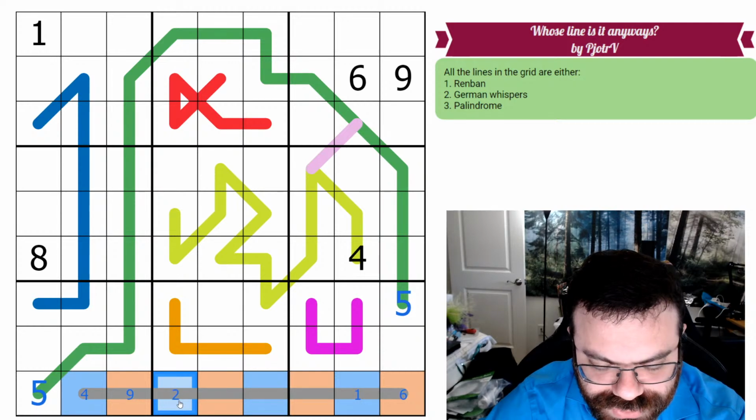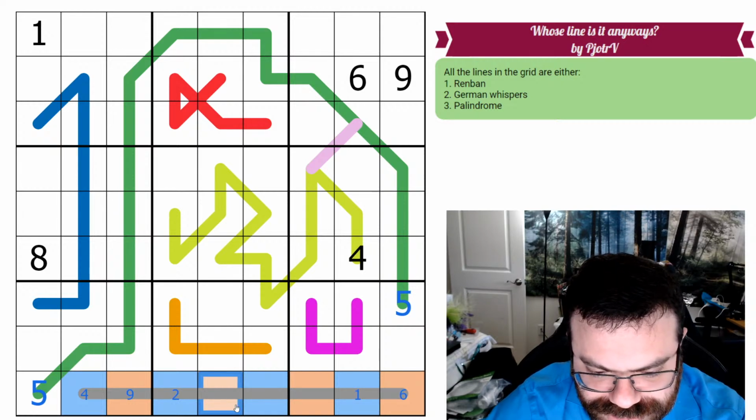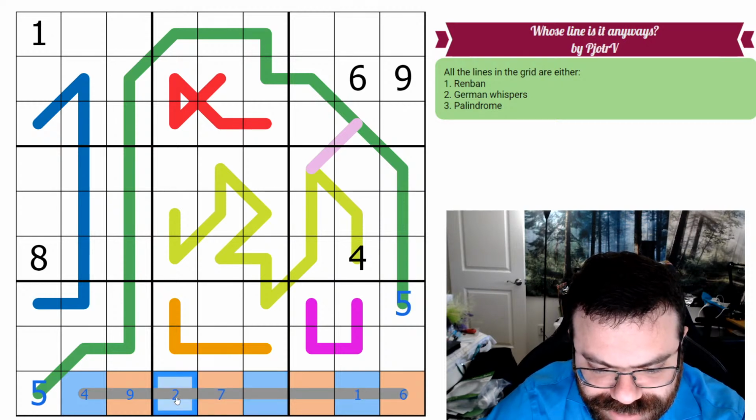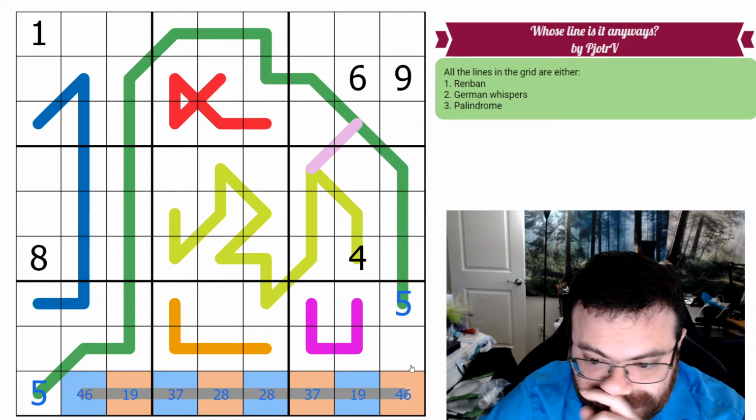If it were 2, I think they have to pair up. So the 2 would go to 7. But then I couldn't go down to 3. Okay, so this would be 3. So this always goes 4, 3, 2, 1, and then this goes 9, 8, 7, 6. Or the other way around, 6, 1, 7, 2, 8, 3, 9, 4.